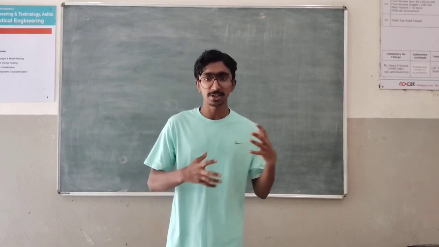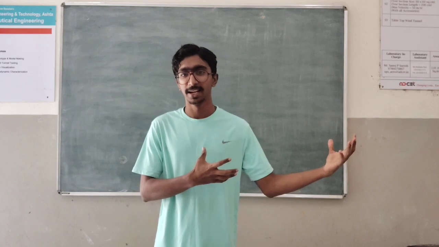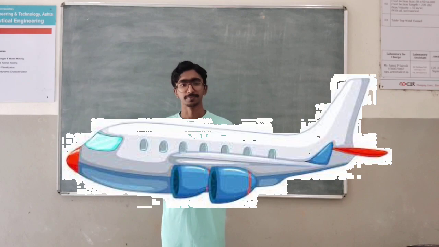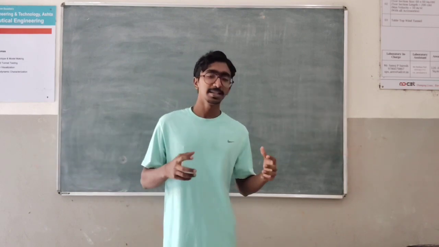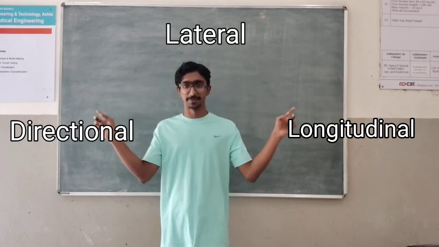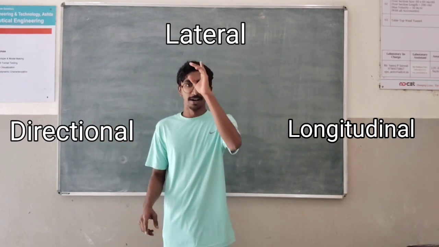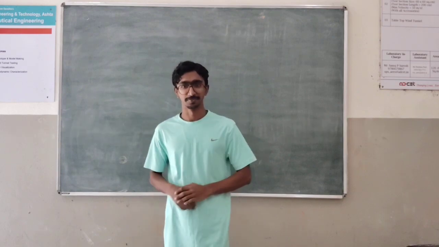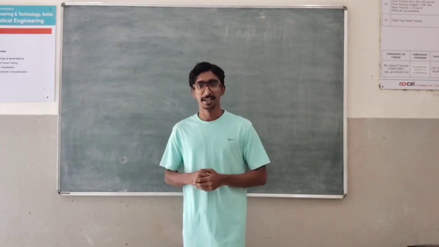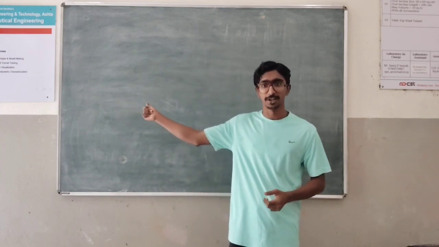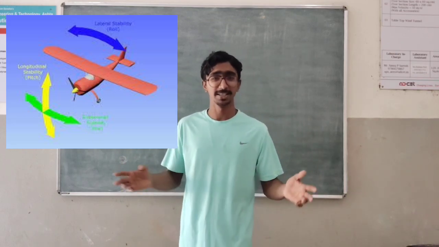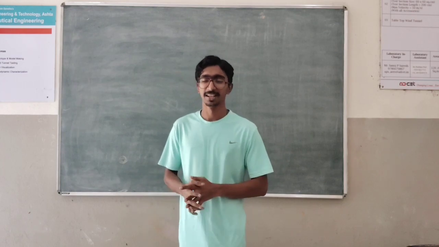Now let me bring this concept of stability into my domain, that is aeronautical. This static stability is subclassified into three types: longitudinal, lateral and directional stability. Before going into depth, let me draw the axes of these three stabilities, longitudinal, lateral and directional, which I call LLD.